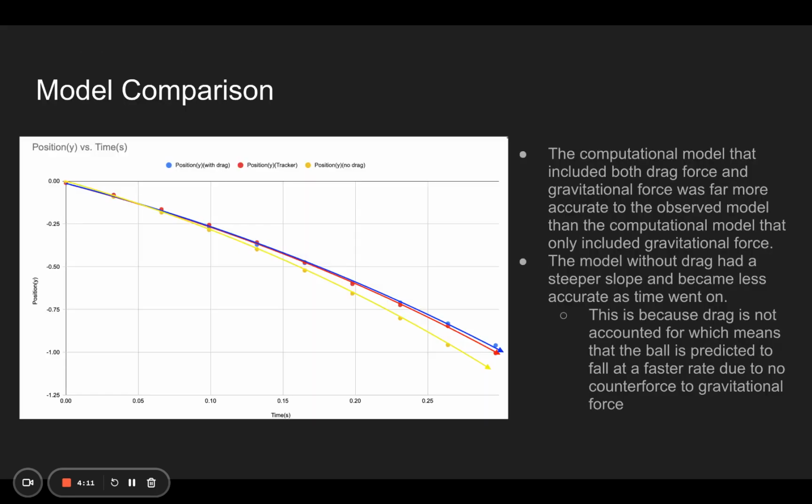Here's the model comparison. The computational model that included both drag force and gravitational force was far more accurate to the observed model than the computational model that only included gravitational force. The model without drag had a steeper slope and became less accurate as time went on. This is because drag is not accounted for, which means that the ball is predicted to fall at a faster rate due to no counterforce to gravitational force.